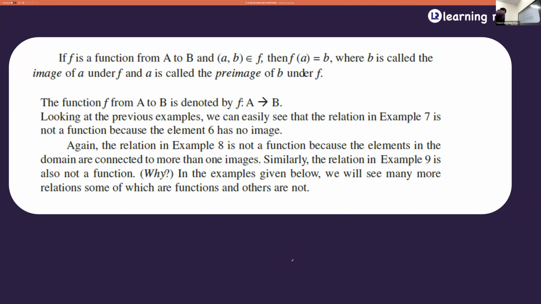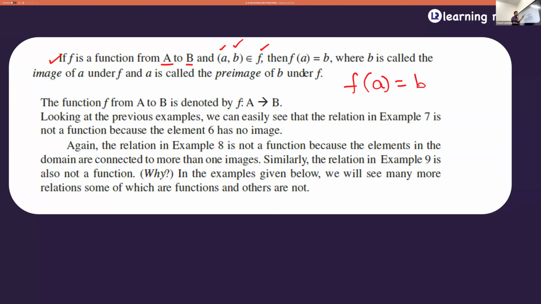So listen. If f is a function that is defined from set A to set B, obviously what will be the elements present in the function? They'll be ordered pairs. So suppose (a, b) is an ordered pair that belongs to the function f, then what we generally say is the function of a is written to be b.